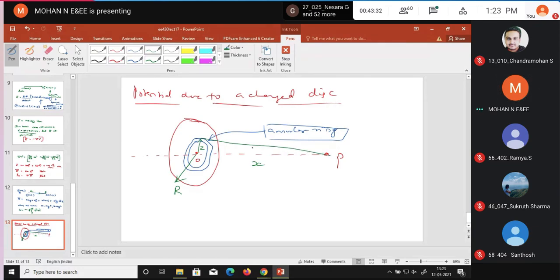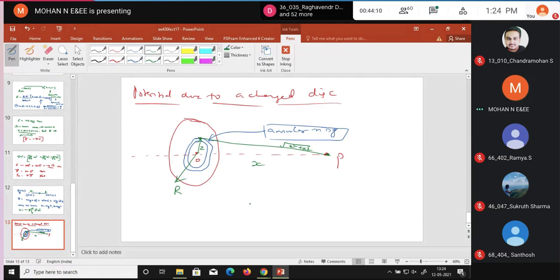Therefore, the distance between this point and point P is square root of z square plus x square. Why am I using this small ring? Because I can integrate to find the potential of the entire disk, because I know the radius of the disk.